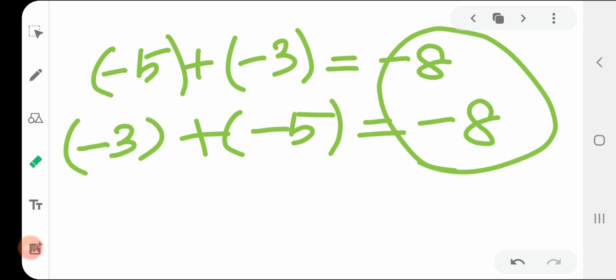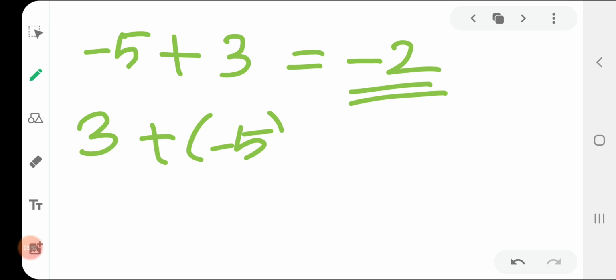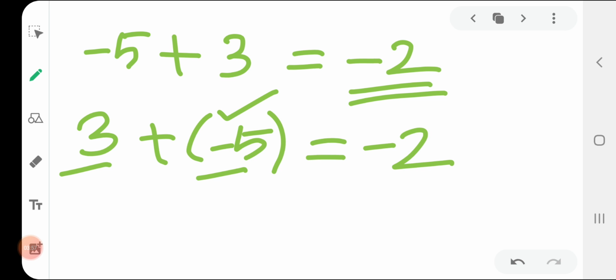Next we can take one positive and one negative number. What will happen? We will see. Minus 5 plus 3 will be minus 2, because the highest sign is that of 5, which is minus. So we have to write minus 2. In the same way, 3 plus minus 5. One is positive, one is negative. We have to subtract, getting 2. The highest sign is negative, so the answer is minus 2. In both cases we get the same answer.